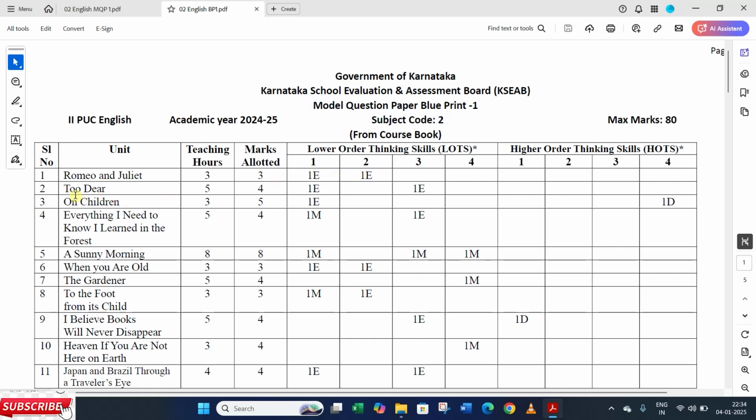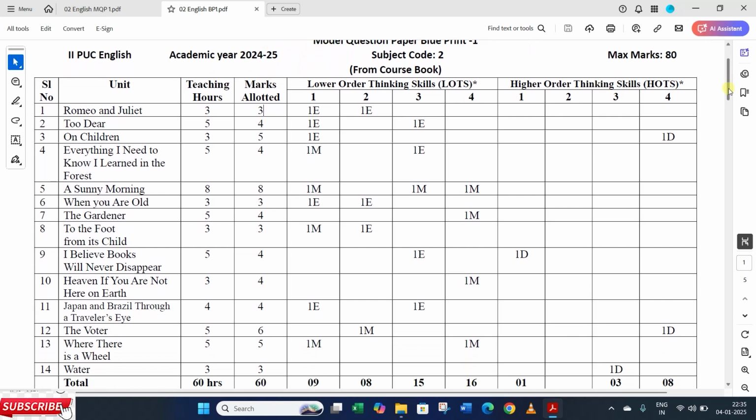In the same way, unit 2, unit 3, unit 4 will have certain marks. Unit 2 is given 4 marks. Unit 3, On Children, is given 5 marks. Then unit 4, Everything I Need to Know I Learned in the Forest, is given 4 marks. In the same way, almost all the units are given certain marks, and as I have already said, you will find here lower order thinking skills and higher order thinking skills. So there is a certain division of marks you can find over here.